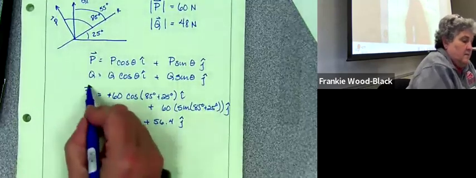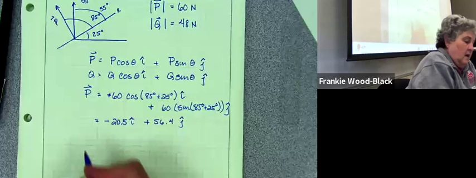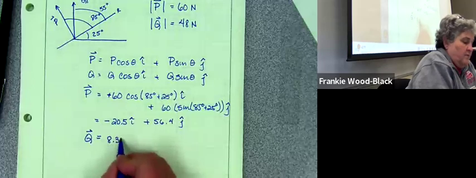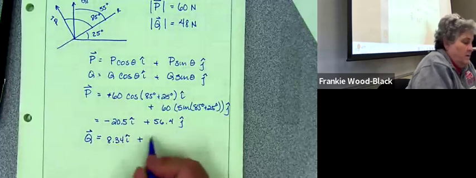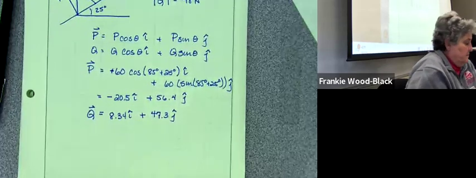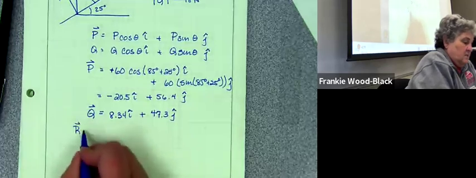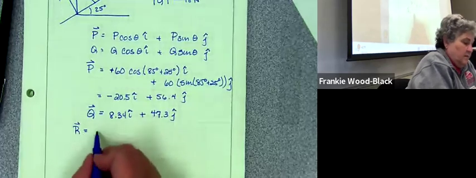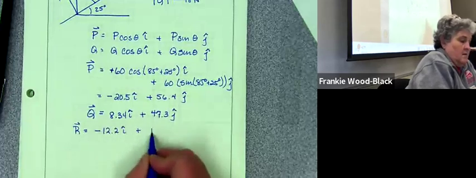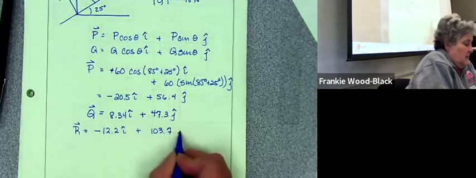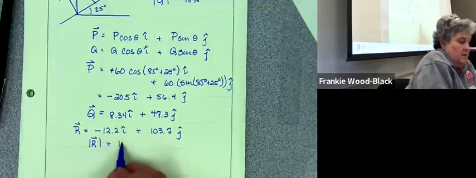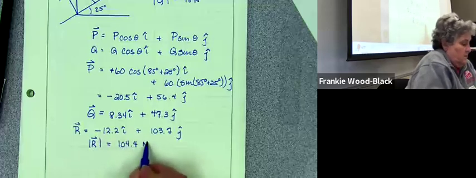And that ends up being negative 20.5 in the I plus 56.4 in the J. This is P. And if I do Q, I get Q is going to equal 8.34 in the I plus 47.3 in the J. My resultant vector is just adding those together. I get negative 12.2 in the I, 103.7 in the J, which gives me my magnitude of 104.4 newtons.